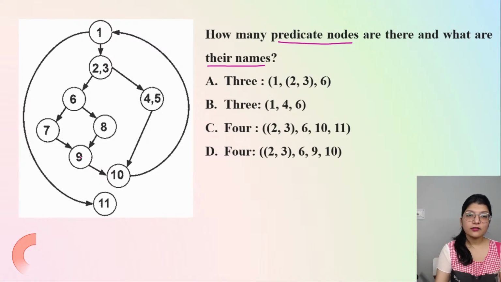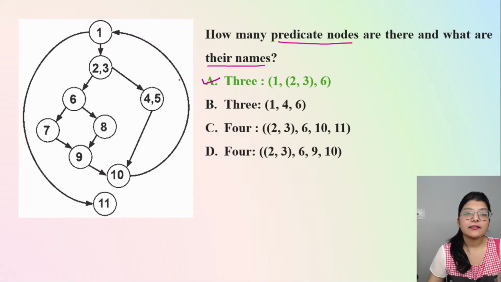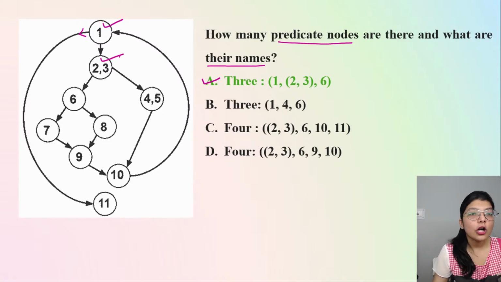Janki, please check your answer. So the correct answer is option number A, as we've already discussed. First we have 3 nodes, correct? Now what are those nodes? See, 1 is having 2 paths, that is either to 11 or to 2, 3. So 1 is my predicate node, then 2, 3 is my predicate node, and 6 is my predicate node.